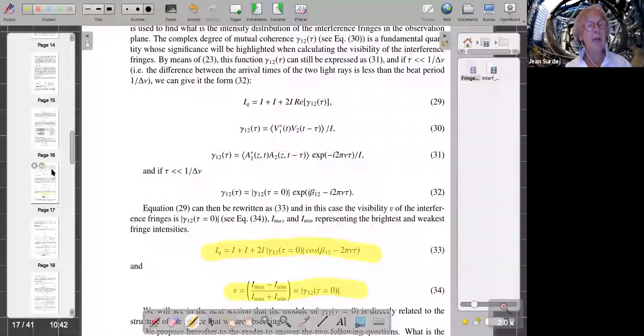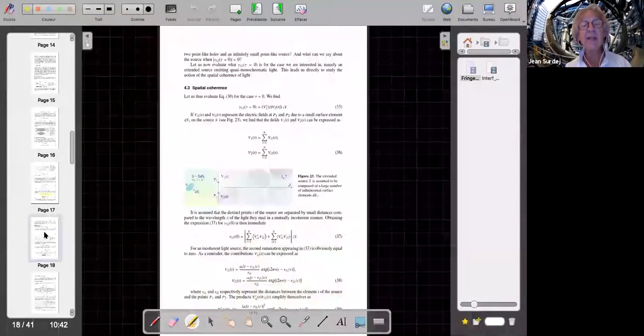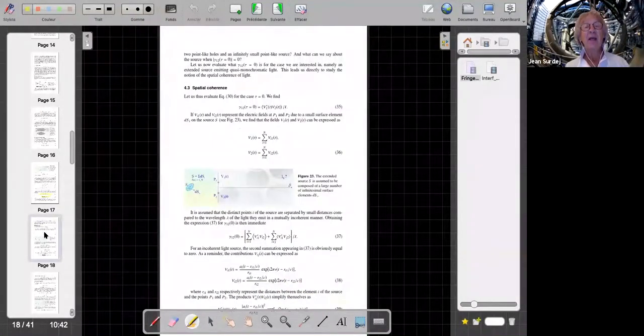Okay, now I move to the next slide. The next slide is about the present lecture, the one you visualize on YouTube. It's about spatial coherence, phase coherence. The subject of the present lecture is the following.